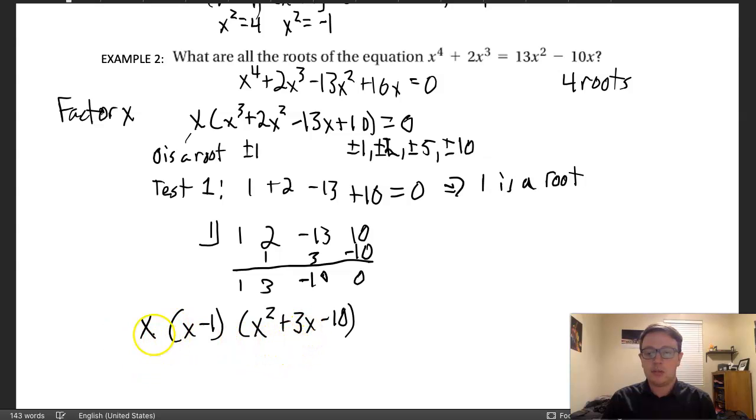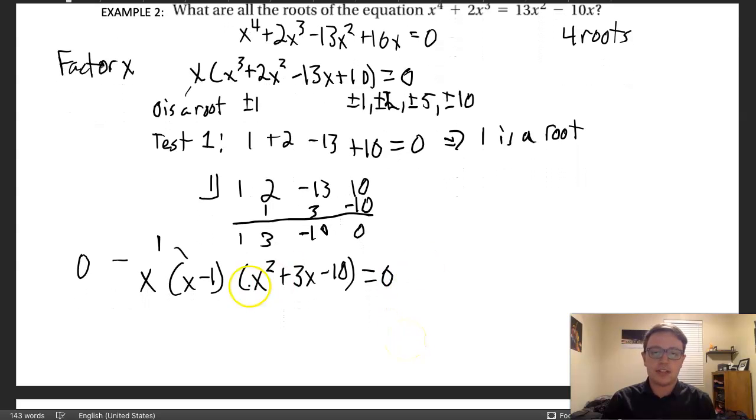Okay. So we know 0 is a root from this. We know 1 is a root from here. We just need to solve x squared plus 3x minus 10. How are we going to do that? If you said quadratic formula, completing the square, graphing, or factoring, those would all be correct. Let's use factoring though, because this should be quick and it should work. We're looking for factors of negative 10 that are going to add up to be positive 3. That'll work if we have 5 and negative 2.